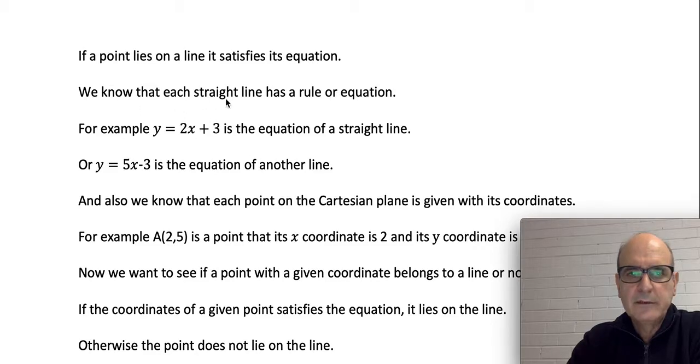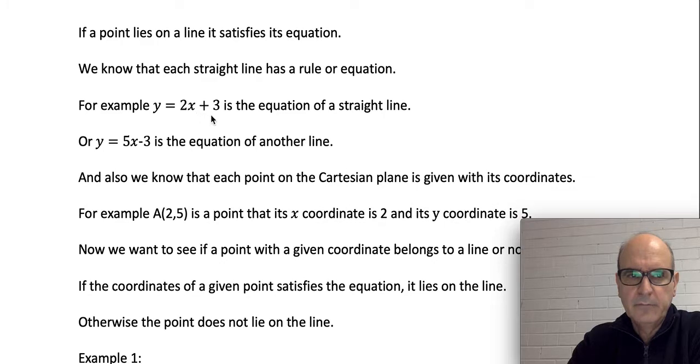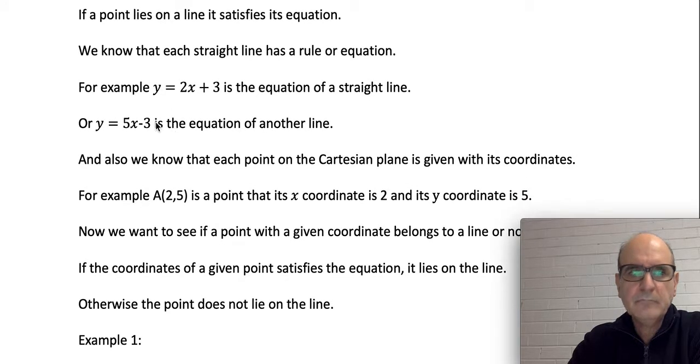We know that each straight line has a rule or equation. For instance, y equal to 2x plus 3 is the rule or equation of a single straight line. Or y equal to 5x minus 3 is the equation of another line.